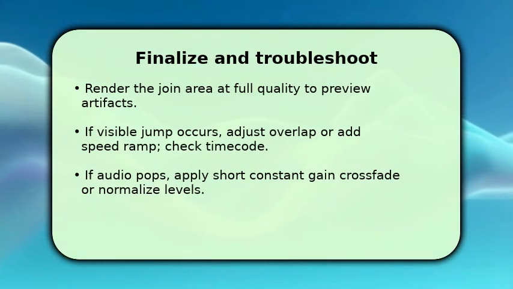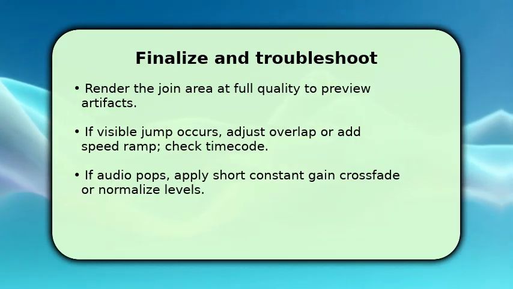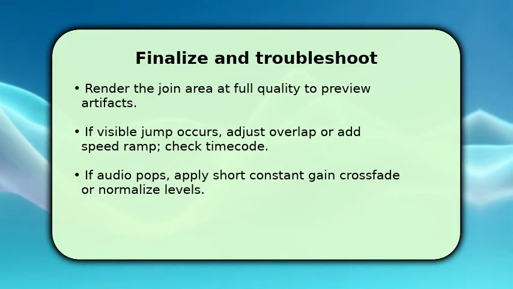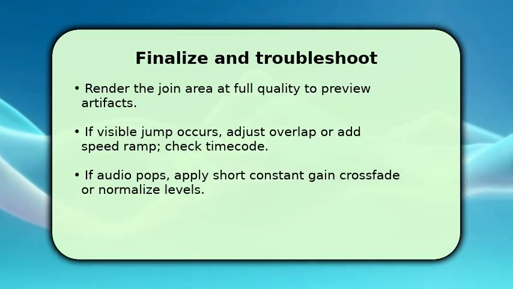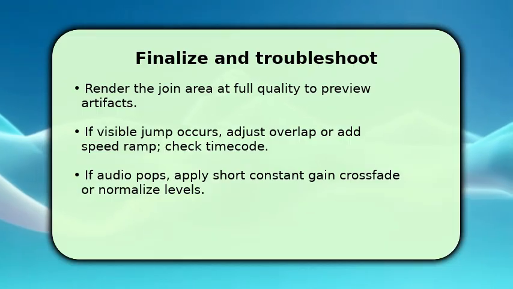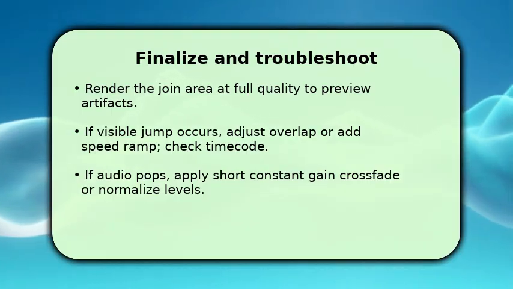You finish by rendering the cut area and watching it at full quality to confirm smooth continuity. If you notice a visual jump, extend a 1 to 3 frame overlap, try a micro speed ramp, or replace with a cut on action to hide the seam. If audio pops, add a short constant gain crossfade or normalize levels and re-render. Make sure your timeline settings still match source files.